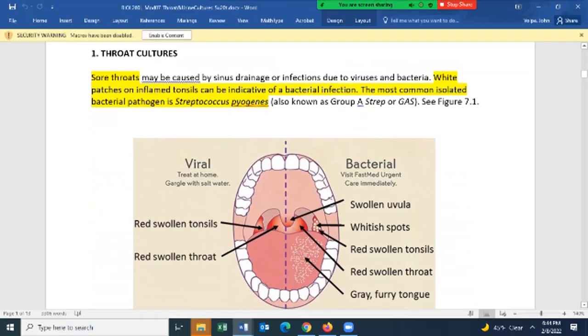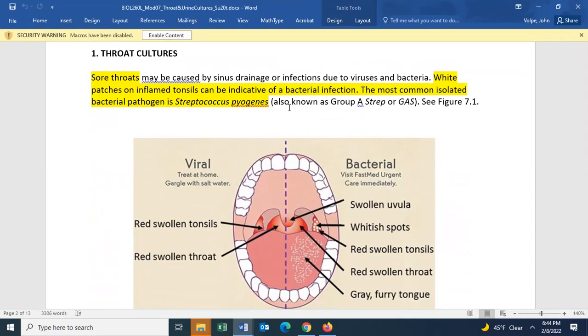All right, first throat cultures. If you look in the throat and you see white patches on inflamed tonsils or white patches in the back of the throat, that is indicative of a bacterial infection. If the throat is just red and inflamed, that's probably a viral infection. But if there are white patches on a red throat, on the tonsils in the back of the throat, it's most likely a bacterial infection.